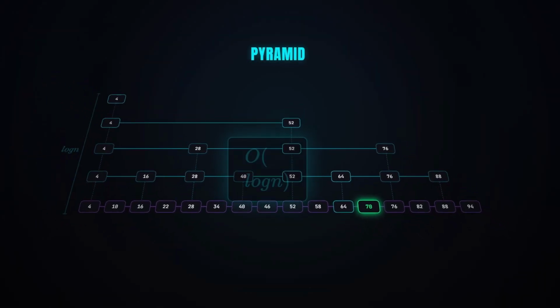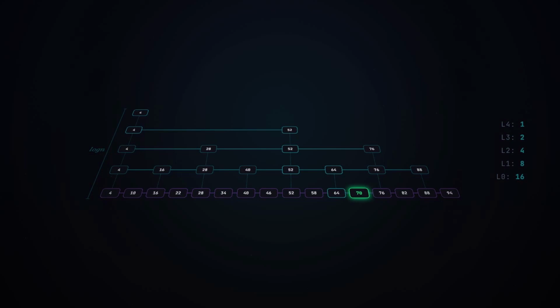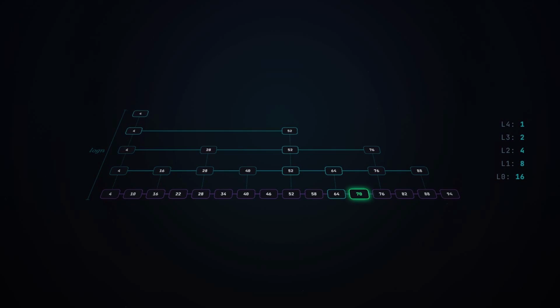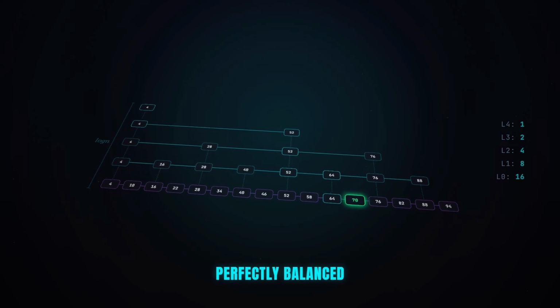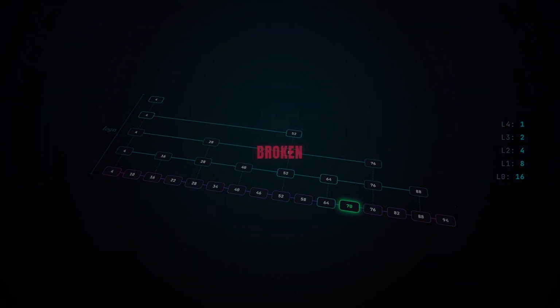And look at this thing. It's a pyramid. The bottom layer has everything, then half, then a quarter, all the way up to a top layer with 1 or 2 nodes that can cross the entire structure in a single jump. Perfectly balanced, perfectly fast. It's also completely broken. We just can't see it.